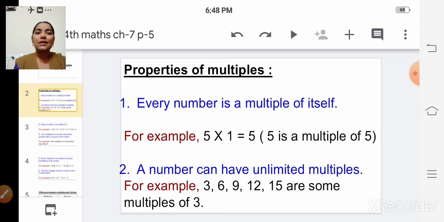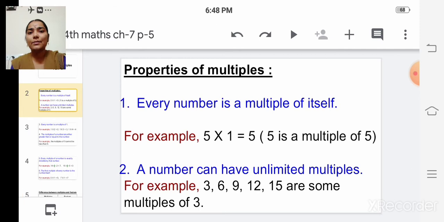Okay, second one, a number can have unlimited multiples. A number can have unlimited multiples. Yes, isn't it? Because we can multiply that number with 1, 2, 3 and so on. So we can get unlimited multiples.